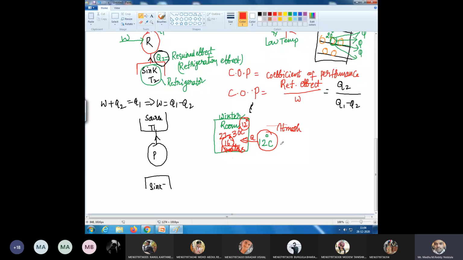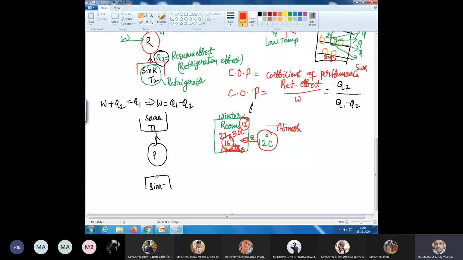The heat pump works between the room and the atmosphere, the higher temperature body and the body under lower temperature. Whereas coming to the refrigerator, the refrigerator is my system and this is my surrounding. The system is under lower temperature and the surrounding is under higher temperature. Whereas here, the system is under higher temperature and the surrounding is under lower temperature.